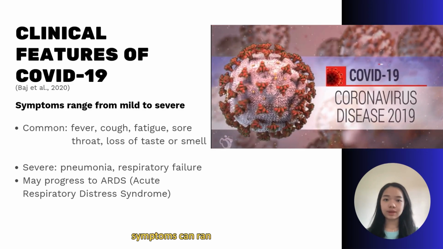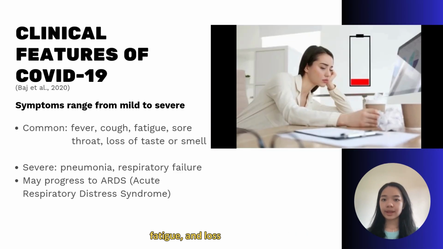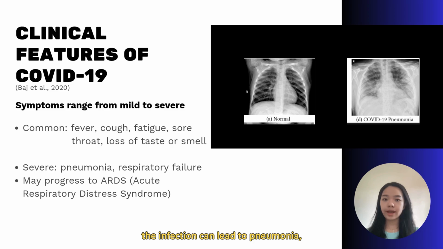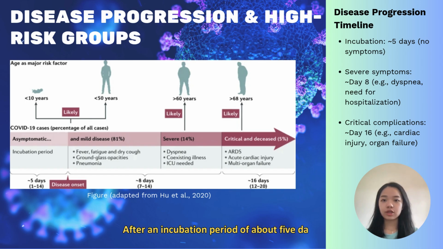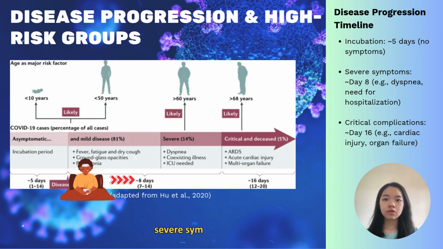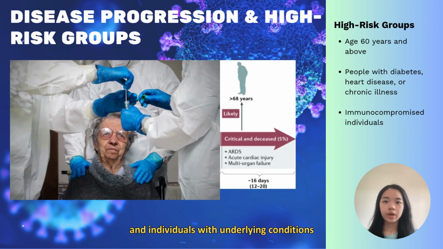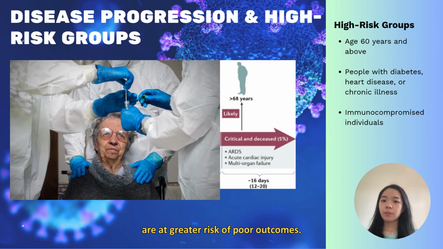For COVID-19, symptoms can range from mild to severe. Most individuals experience fever, cough, fatigue, and loss of taste or smell. In severe cases, the infection can lead to pneumonia, respiratory failure, or acute respiratory distress syndrome. After an incubation period of about 5 days, some patients worsen by the second week, around day 8. Severe symptoms may develop, and by day 16, critical complications like cardiac injury or multi-organ failure can occur. Older adults and individuals with underlying conditions such as diabetes or heart disease are at greater risk of poor outcomes.